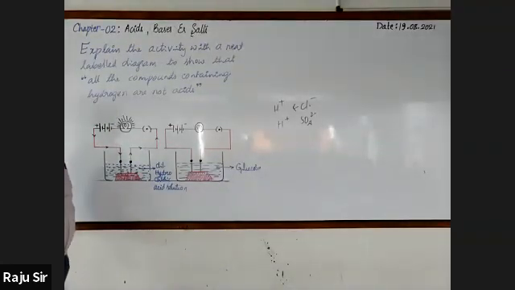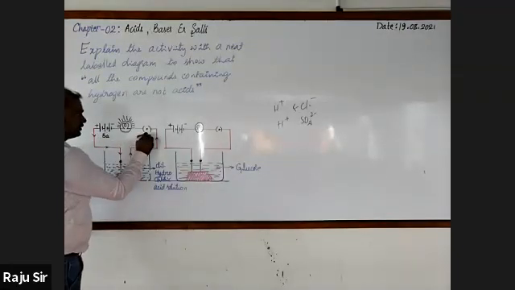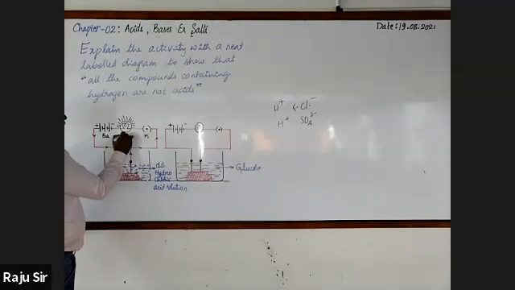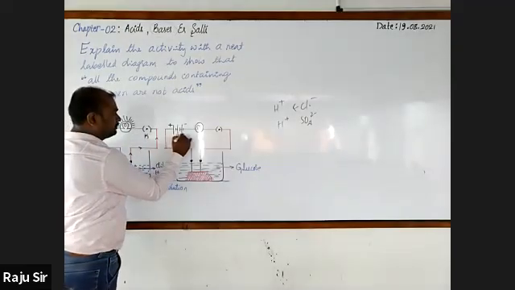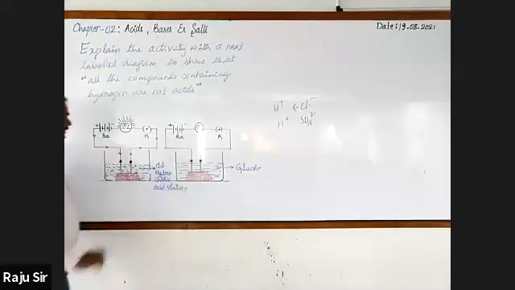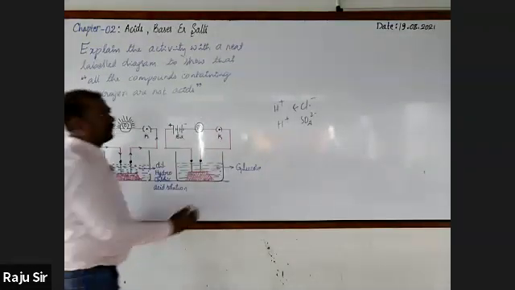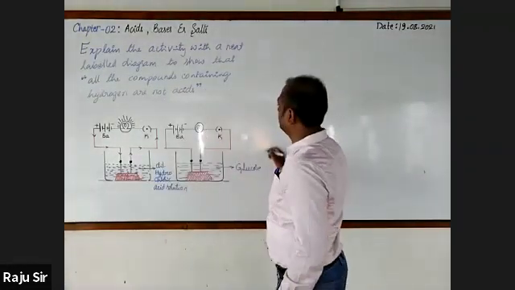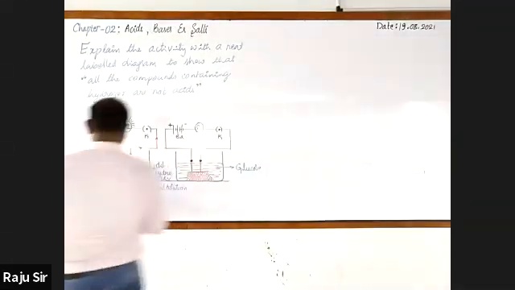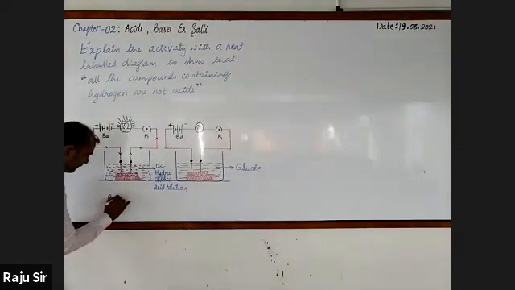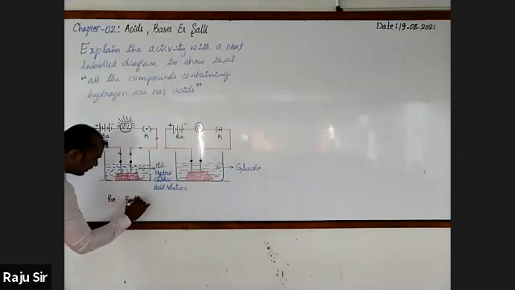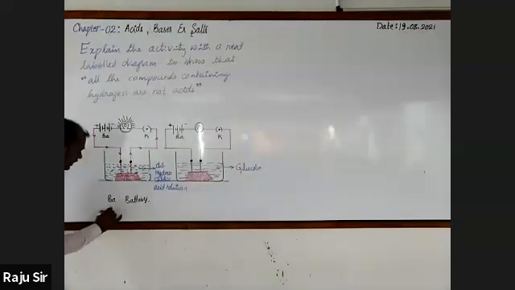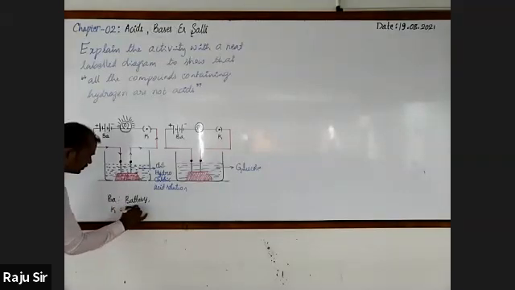Have you labeled? What is this? Battery. This is switch. This is bulb, and here also it is battery and a switch. Then below that one, right? It is battery. Then K is switch.